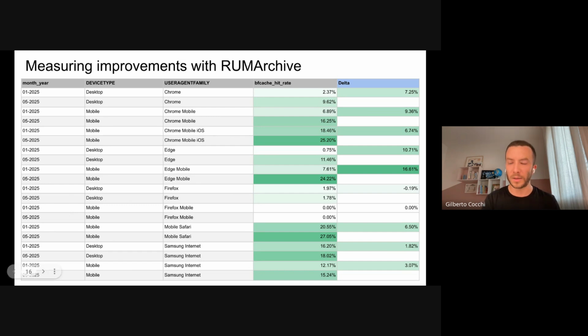For example, in Chrome WebView, BFCache is currently disabled. So if you look at the RUM Archive for Chrome WebView, you see a BFCache hit rate of 0. But on Safari it's super high, for example. So I think it's interesting. I'm happy to share the query if you're curious, or if you're also new to RUM Archive. It's really easy.